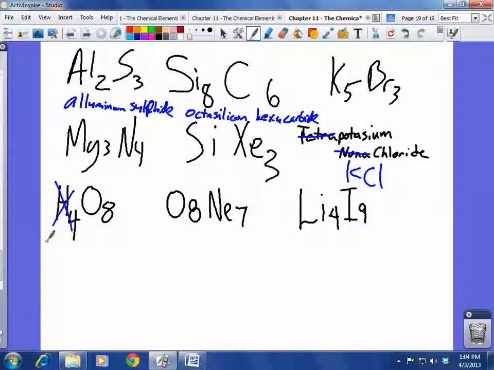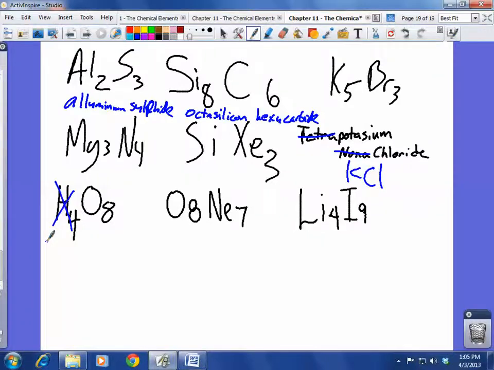O8Ne7. Octaoxide heptaneonide. Yeah. And then Li4, lithium iodide. Okay. And now there's a reason some of these sound so weird, like octaoxygen heptaneonide. As we'll see later, neon doesn't really form bonds. Okay. So it's not very likely to happen.